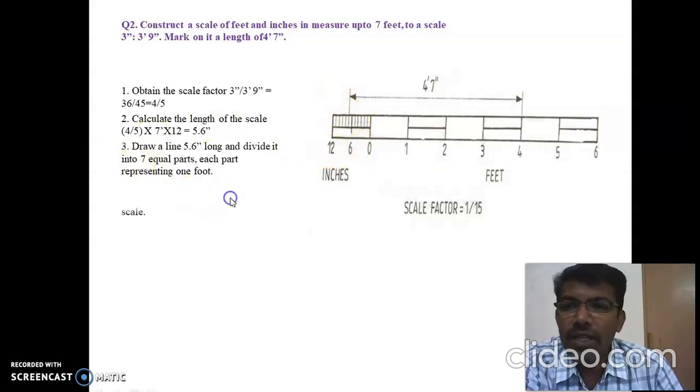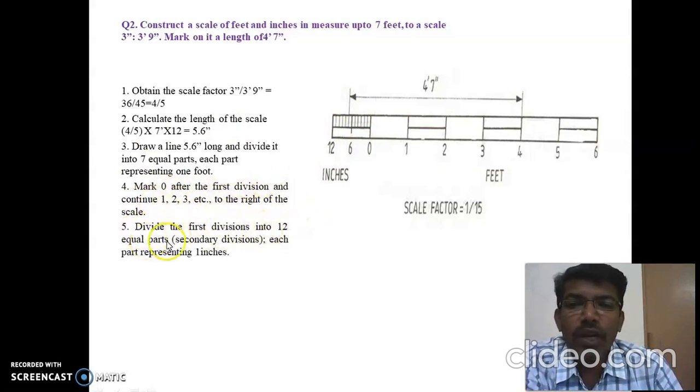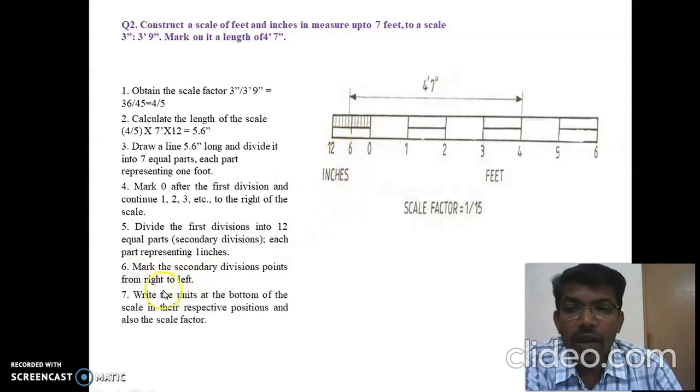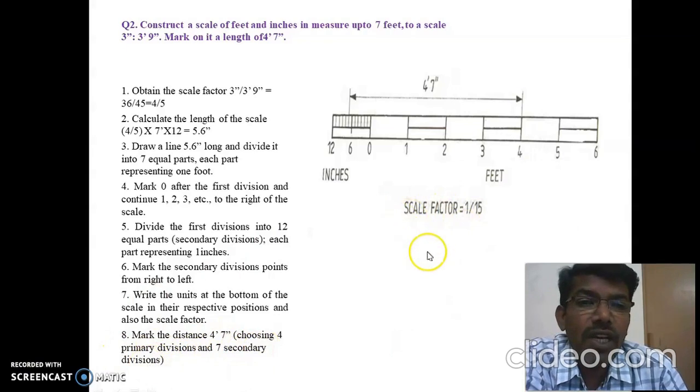Okay. So next, mark 0 after the first division and continue with 1, 2, 3 on the right side of the scale, and divide the first division into 12 equal parts in the secondary case. Each part represents 1 inch. Then next, mark the secondary divisions from right to left. So from this point to the left hand side, right to left. Next, write the units at the bottom of the scale in their representation position. This is the scaling factor, this is the unit, and this is the subunit. And mark 4.7, that is 4 feet 7 inches, choosing 4 in the primary division and 7 in the secondary division. So here let us see on the scale.